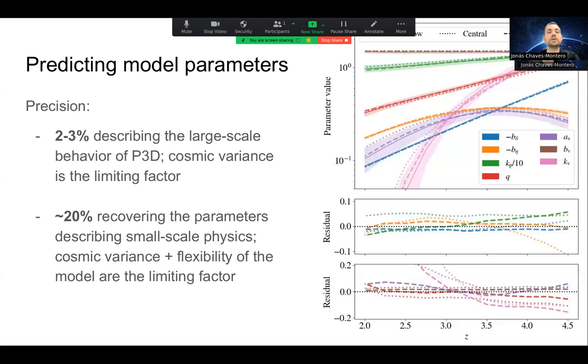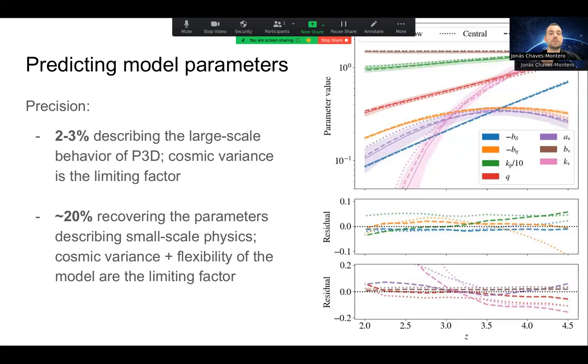So as for the prediction of the model of ForestFlow now, the results for the parameters that we emulate. What we find is that for the Lyman-α linear biases, the prediction goes from 1 to 4%, and when we propagate that for the large-scale behavior of the three-dimensional power spectrum, we get from 1.8 to 2.8% precision, predicting the three-dimensional power spectrum along the perpendicular and parallel directions. And the main limiting factor here is not the precision of the emulator, but cosmic variance that affects our training set because of the limited size of our simulations.